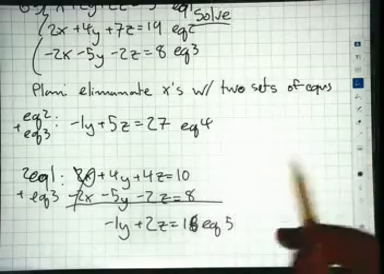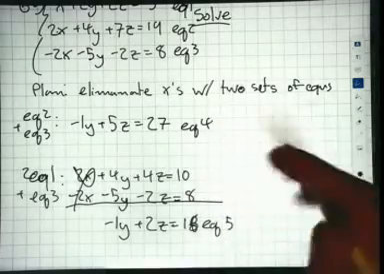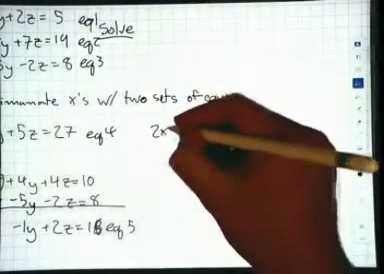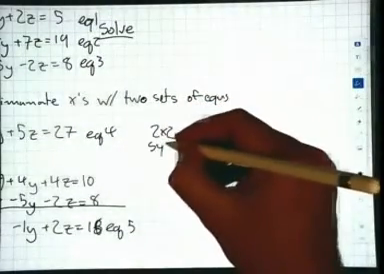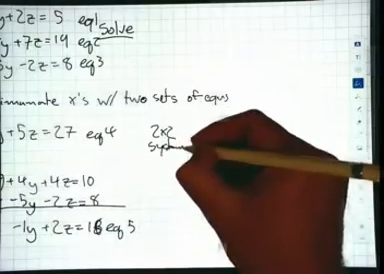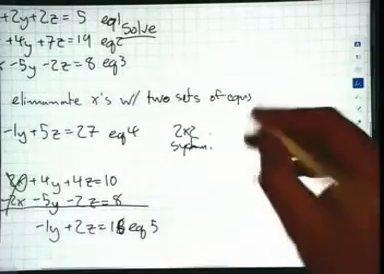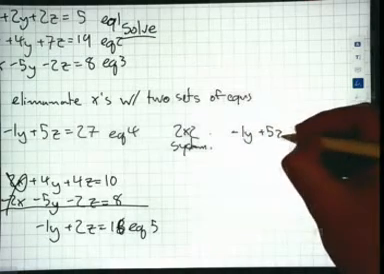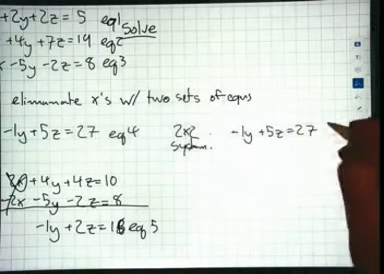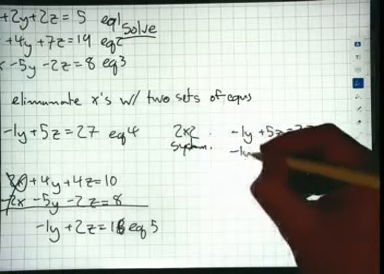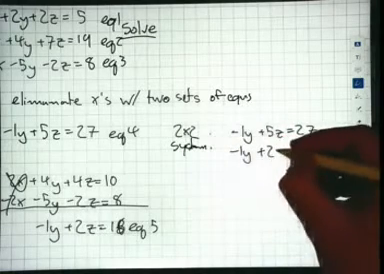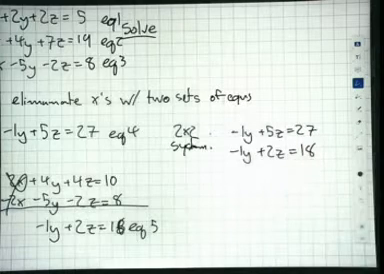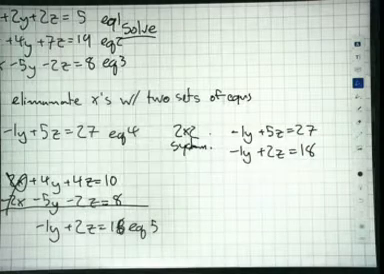So, I now have equation 4 and equation 5. So, what we just did is we just created a 2 by 2 system. I'm just going to write that off over here. Negative 1y plus 5z is equal to 27. And then negative 1y plus 2z is equal to 18.